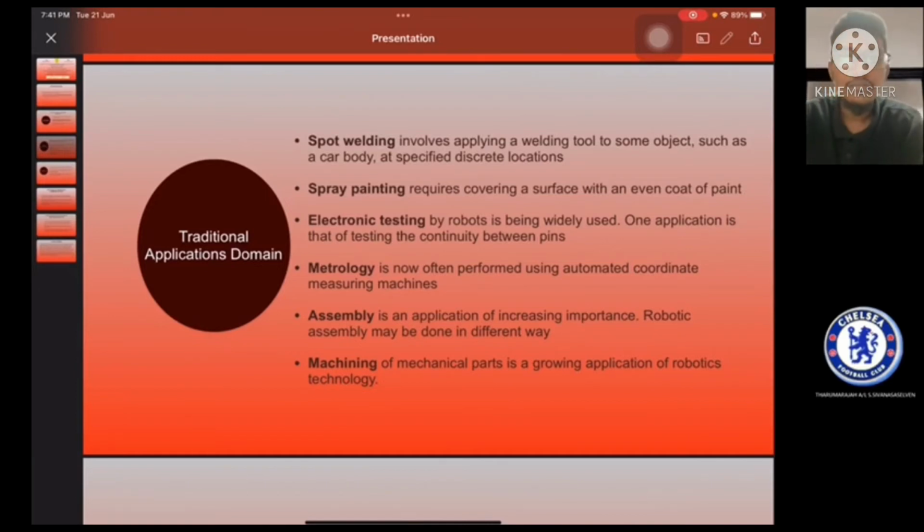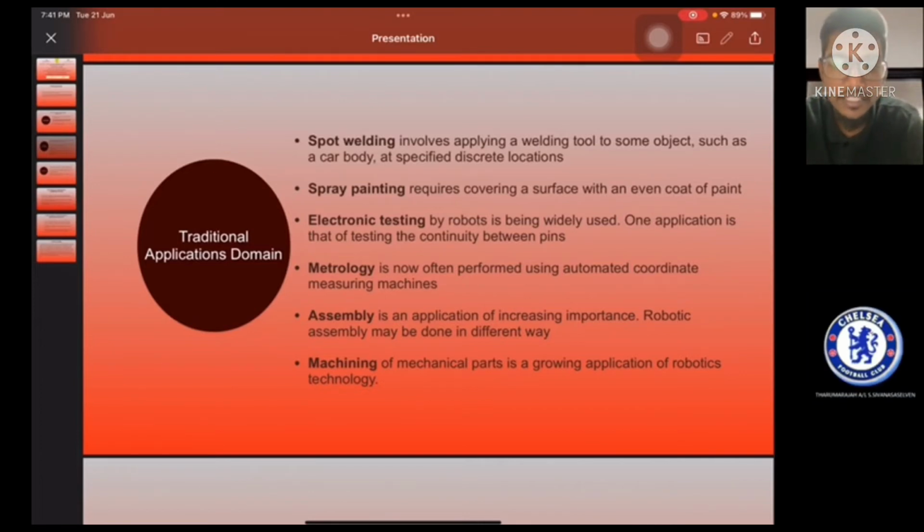Metrology is now often performed using automated coordinate measuring machines, which are essentially very slow and accurate robots. They are used to measure dimensions of mechanical parts, usually by a sequence of point-to-point motions. And the next one is assembly.